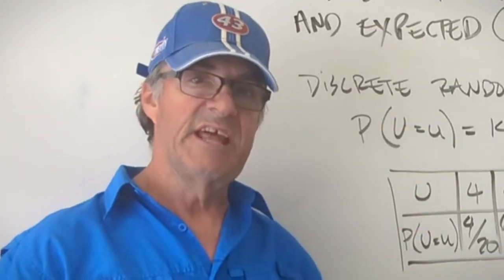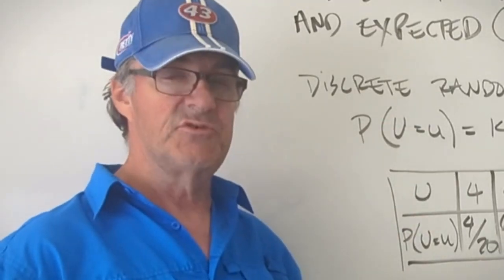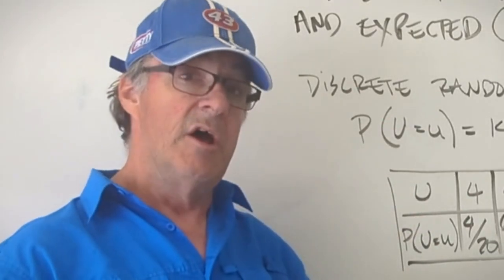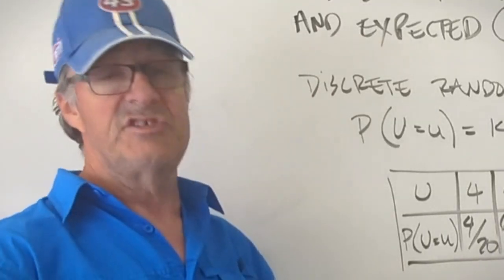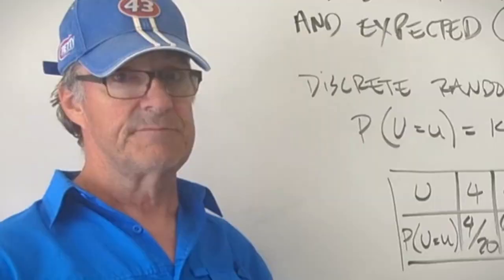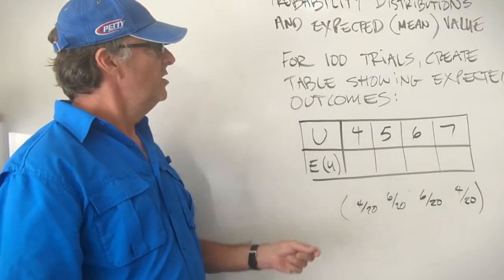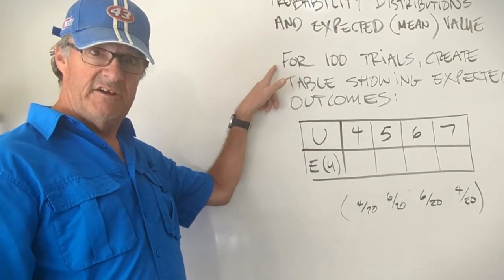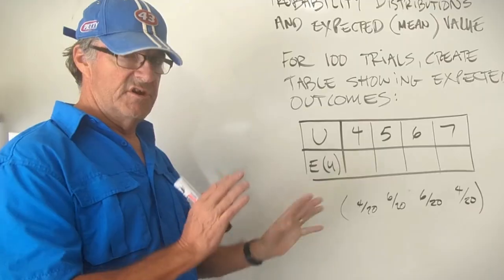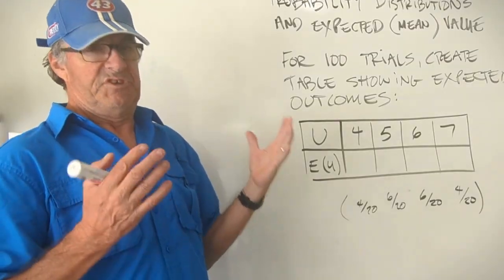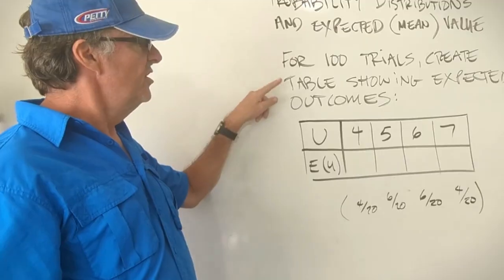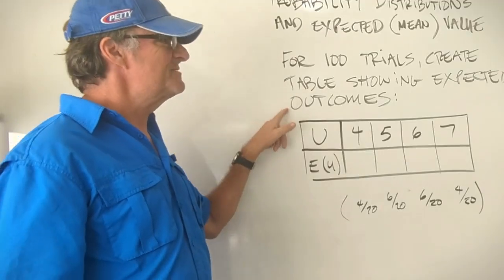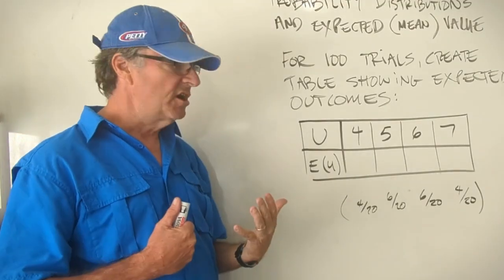We cannot relate this to any kind of real life situation. This is very abstract, but now we're at the point of having probabilities for our outcomes. Okay, here's a new prompt. For 100 trials, so again, we don't know what this experiment is, but we're going to do it 100 times. For 100 trials, create a table showing the expected number of outcomes.